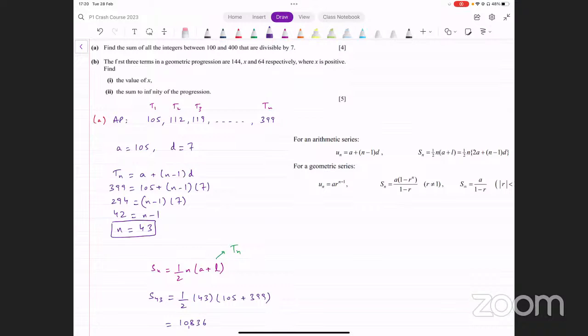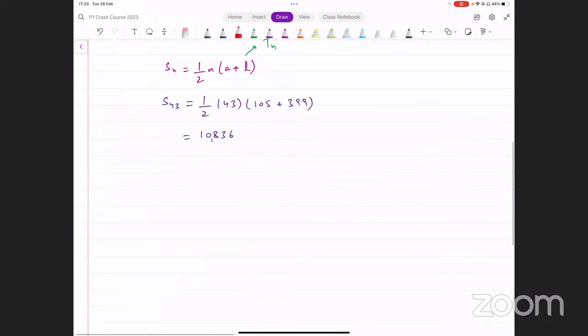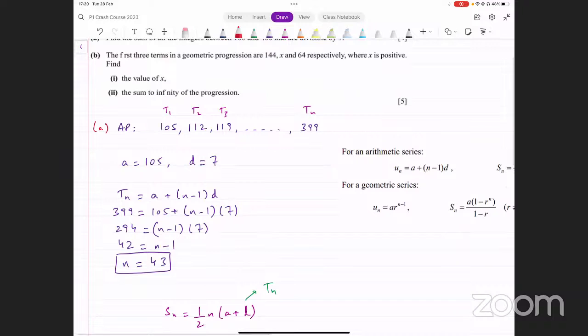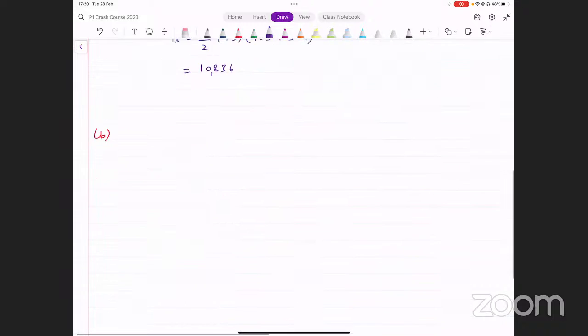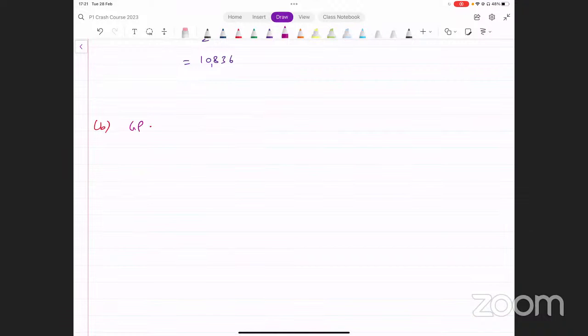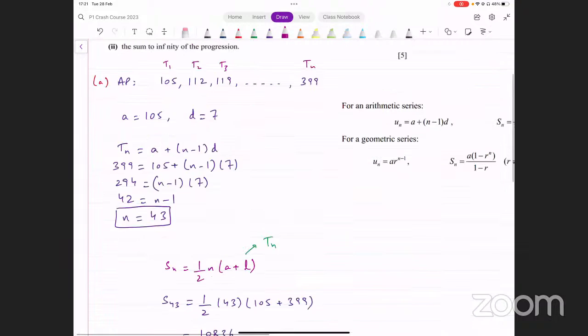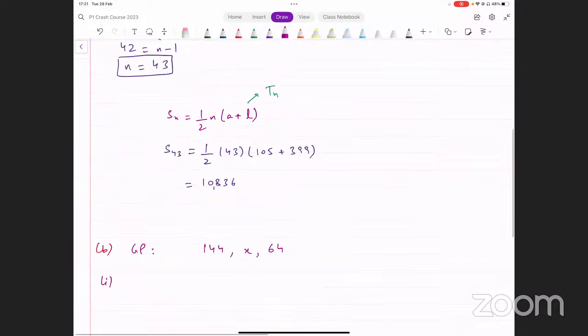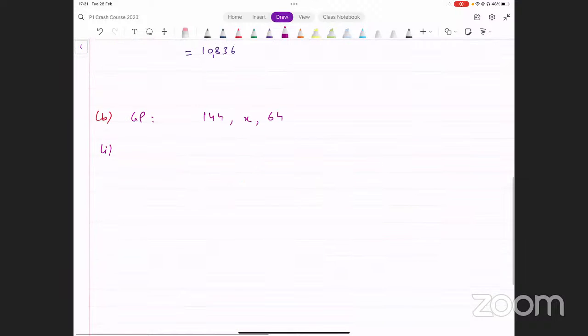All right, let's look at the second part now, part B. Part B says the first 3 terms in a GP. So now we're talking about a geometric progression. The first 3 terms are 144, x, and 64 respectively, where x is positive. Find the value of x. So we have a GP, in fact. In this GP, the first term is 144. The next term is x, and the next term after that is 64. The first thing that we need to do is find the value of x. That's the first part that's required.